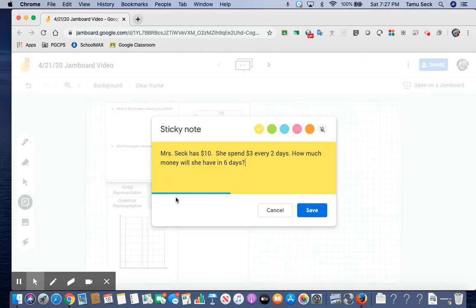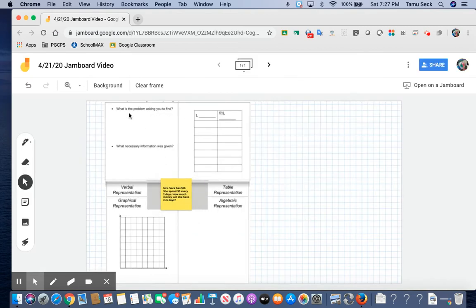So the problem says, Miss Seck has $10. She spends $3 every 2 days. How much money will she have in 6 days? Okay, so the first thing is asking me, what is the problem asking you to find?